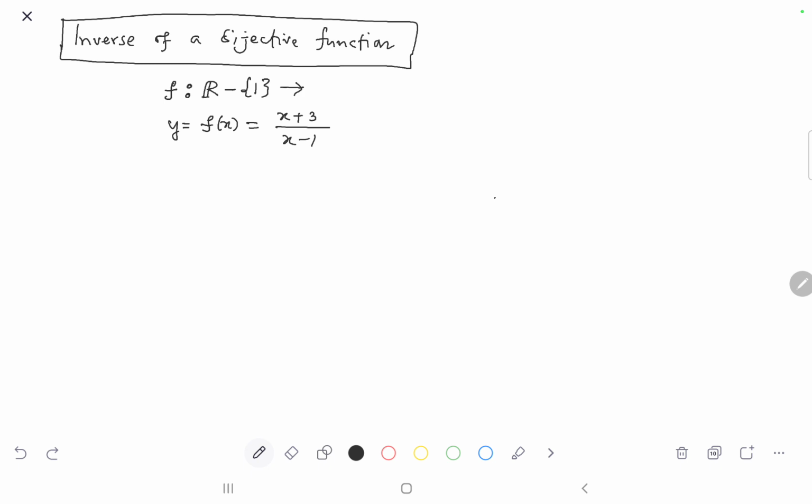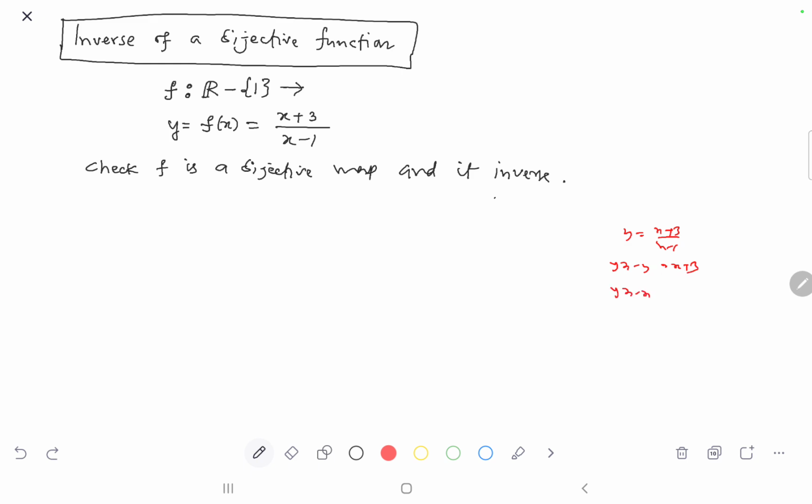Check that f is a bijective map and find its inverse, f inverse of x. Give me a second. Let me write down the codomain. y equals (x plus 3) over (x minus 1), so y times (x minus 1) equals x plus 3. So xy minus x equals 3 plus y.